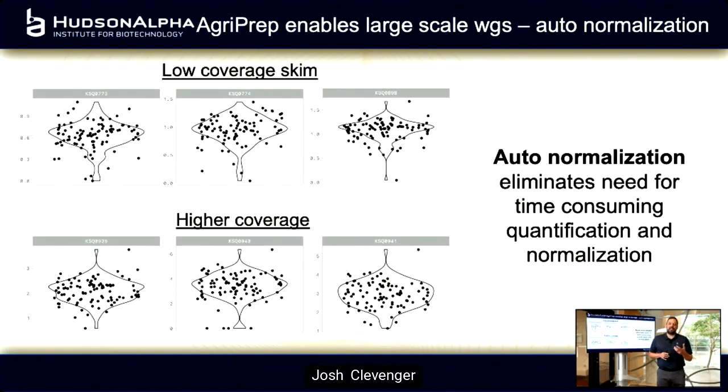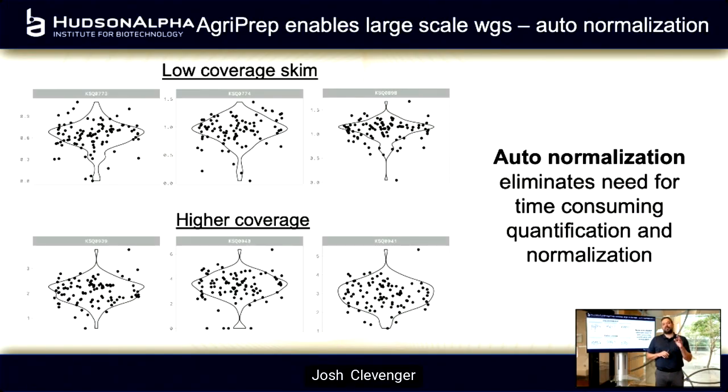And one of my favorite topics is auto-normalization. I think when I first started doing large scale skim sequencing, I was using library preps that didn't auto-normalize, and we were spending probably 5 to 6 times the amount of time actually quantifying and normalizing plates than we were on the DNA extraction and the prep. But now with products like AgriPrep and having the ability to do the auto-normalization, we only spot check DNA to make sure that the extraction went well. We actually don't do any quantification and normalization.